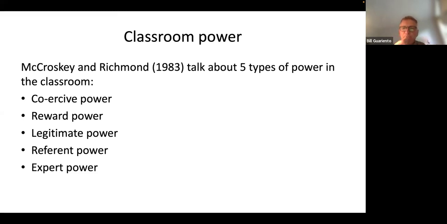More difficult, legitimate power. That's more difficult. Who can explain what legitimate power is, according to McCroskey and Richmond?